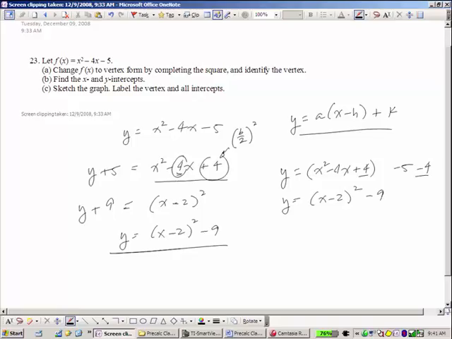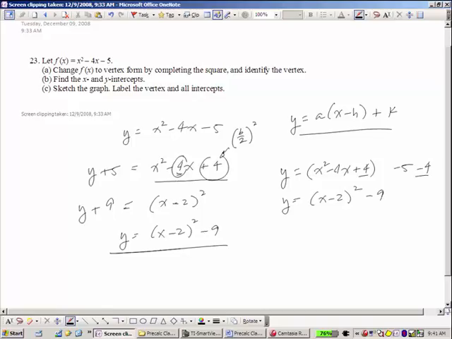I'm a little surprised now, so I'm going to ask: how many of you did completing the square last year? Some of you? How do you remember doing it? I thought completing the square was what it ended up being like, x squared equals something you brought over.